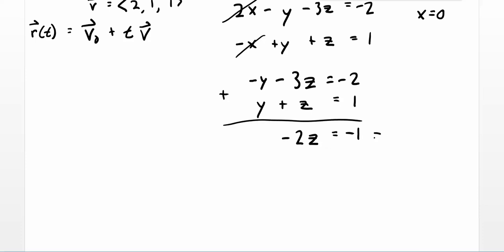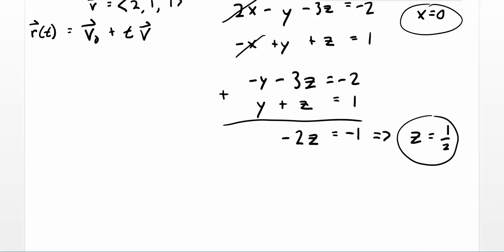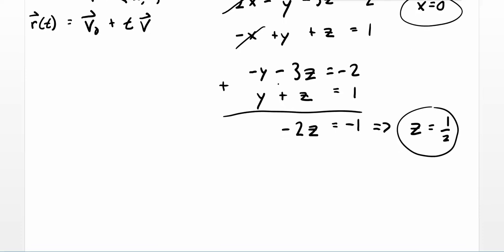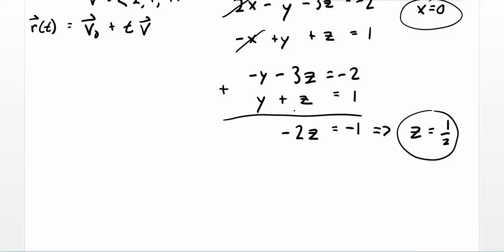So this tells us that z is equal to 1/2. We've got x equals 0, z equals 1/2. Now we have to figure out y, and you can just plug it into either equation. Let's look at this one. If z equals 1/2, then y has to be 1/2 as well.